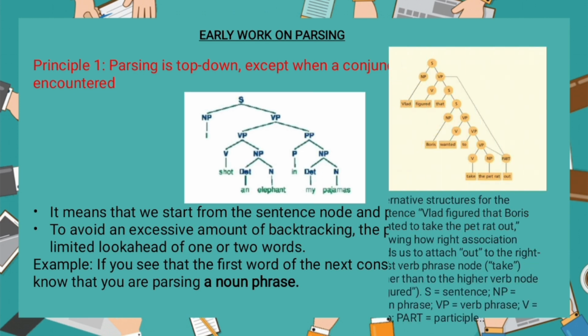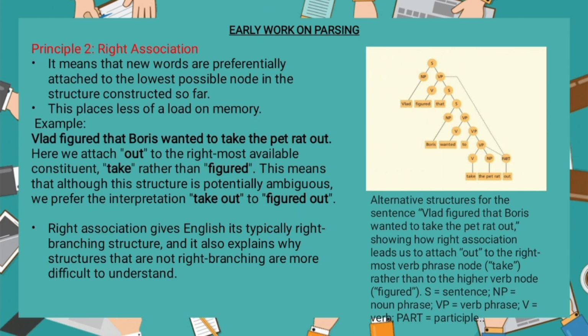parsing a noun phrase. The right association principle is a fundamental concept in syntax, explaining how we process and understand sentences. Example: Vlad figured that Boris wanted to take the pet rat out. The principle suggests that we attach "out" to the verb "take" rather than "figured", creating the phrase "take out".